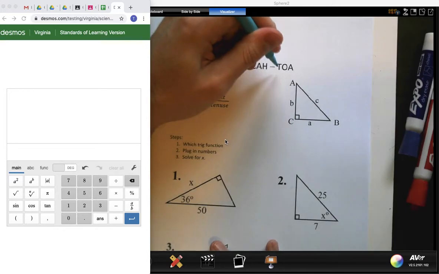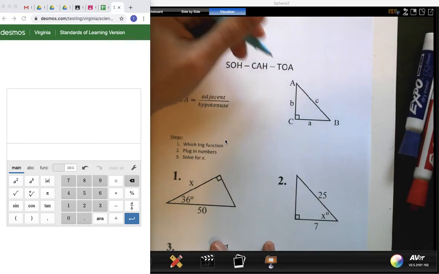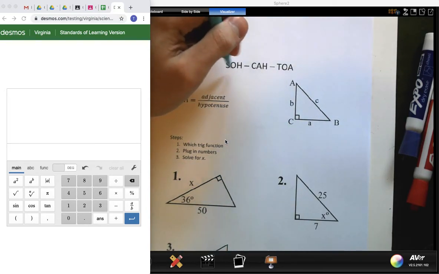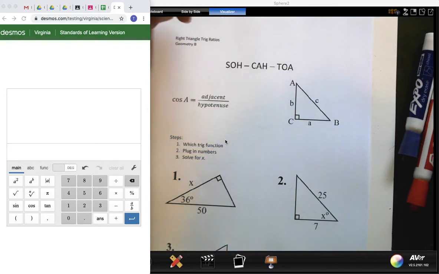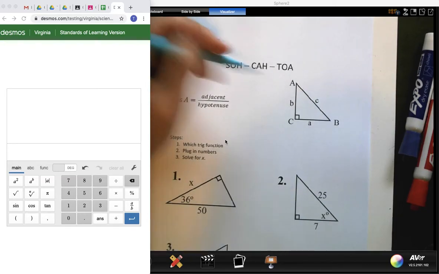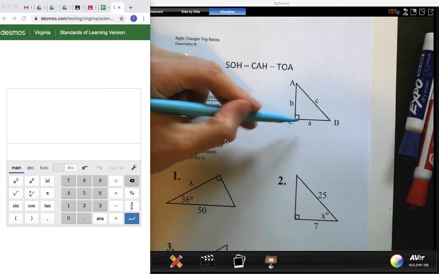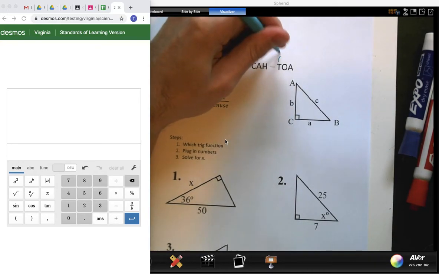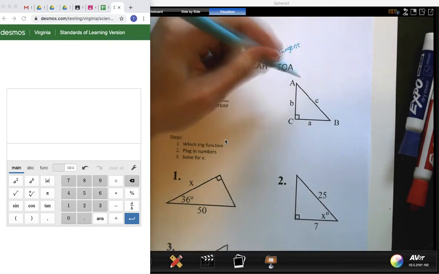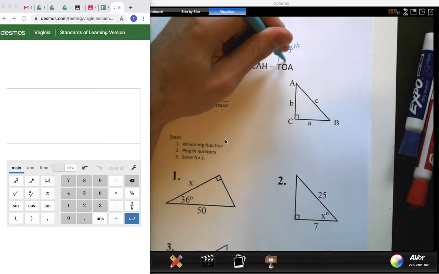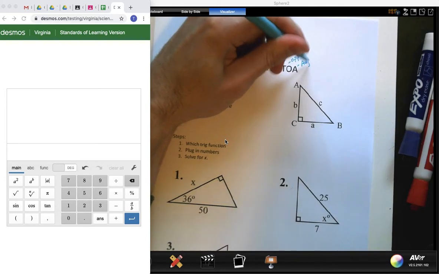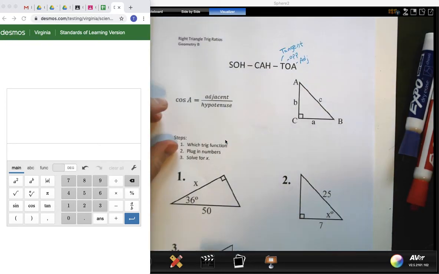But you do know that you've watched tangent over the last couple days, and we've talked about the acronym SOHCAHTOA, and it's helpful in memorizing or knowing how to find missing sides or missing angles of a right triangle. So you've learned about the TOA part. T stands for tangent, and then O and A stand for your opposite side and your adjacent side. So tangent is equal to opposite over adjacent.